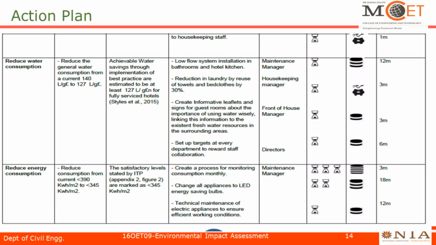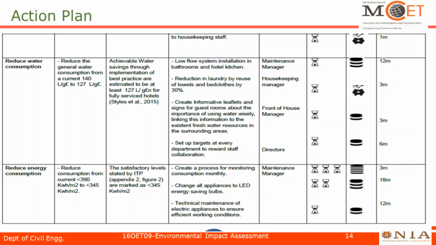right? So next one is reduce the general water consumption from a current 140 liters per pound to 127 liters per pound. So achievable water saving through implementation of best practices are estimated to be at least 127 liters per pound, right, for fully serviced hotels. So what to do?